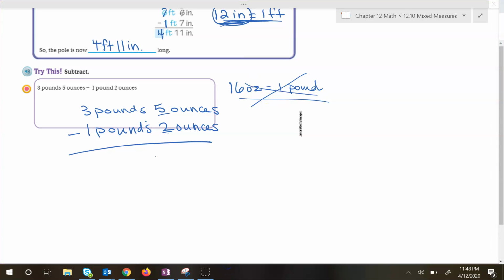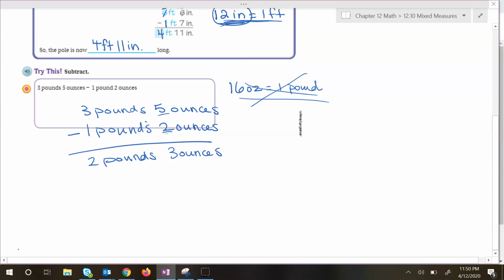So I'm going to have you pause and I'm going to have you subtract 2 from 5 and 1 from 3. Go ahead and pause and solve. You should have gotten 2 pounds, 3 ounces. Well done. If not, figure out what you did wrong and go ahead and fix that and turn to the next page.